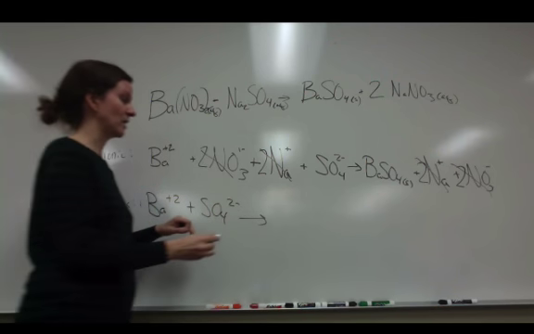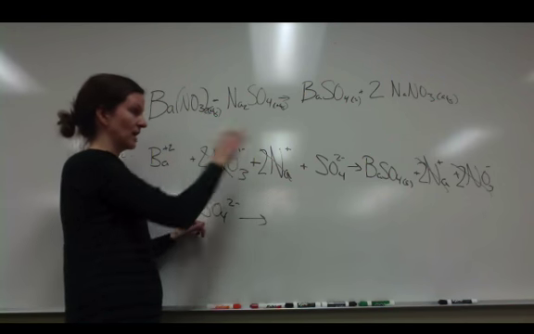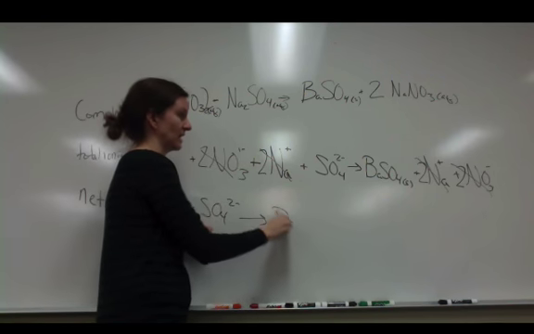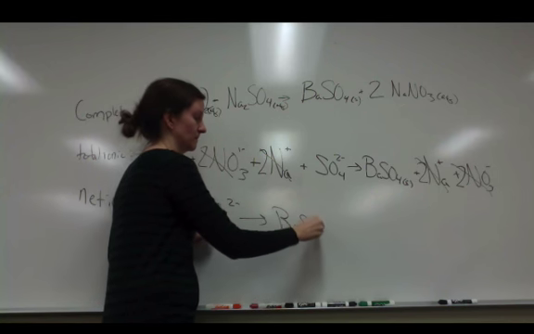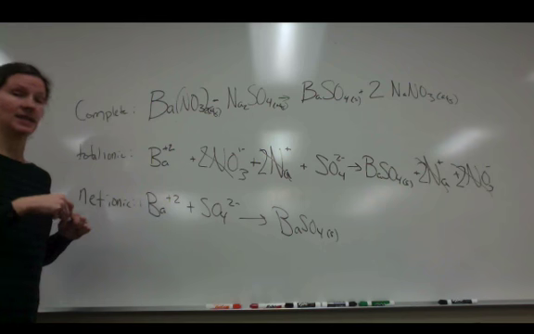And then for a final product, I've finished now. I go to my reactant side and write anything that's left. And that's the net ionic.